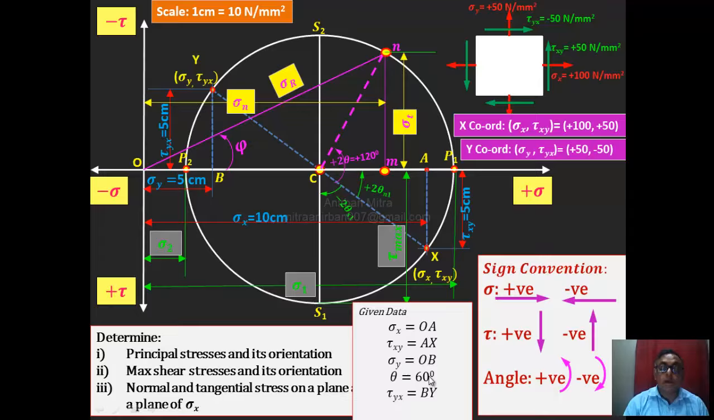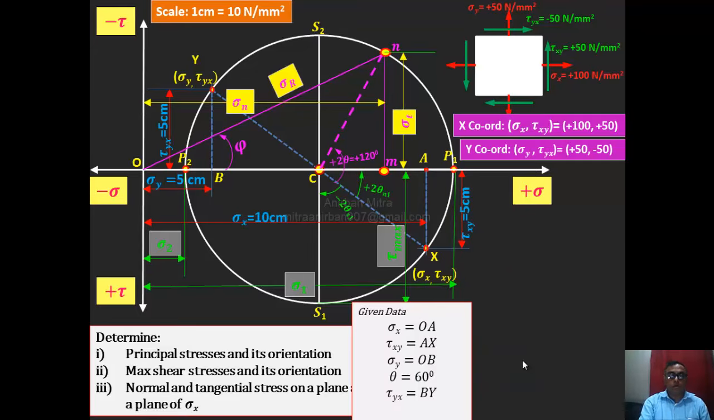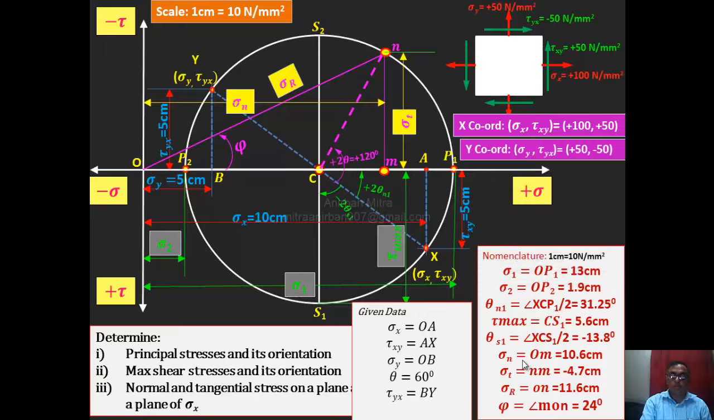The theta angle is also given. Theta is the angle between XC and XCN, that is given as 60. So in the Mohr circle we have to double it. So that is the given data. What we have to find out in this case is the principal stresses. So remember this notation, and for the next problems we will use the same notation, and then it will be very easy to solve the problem.